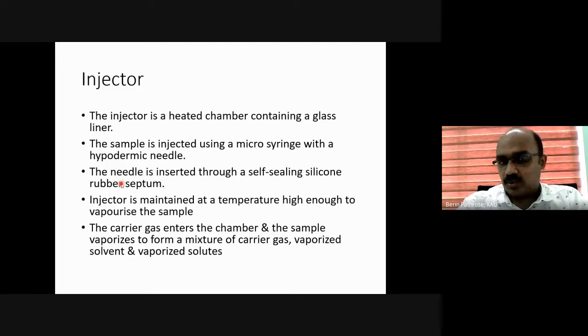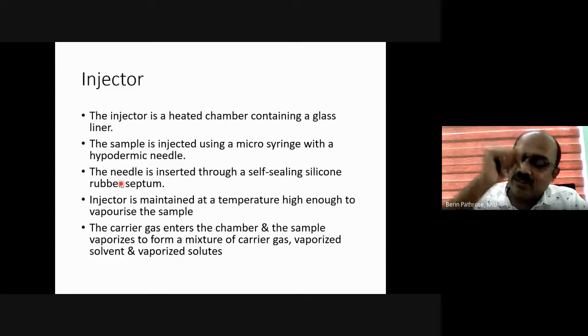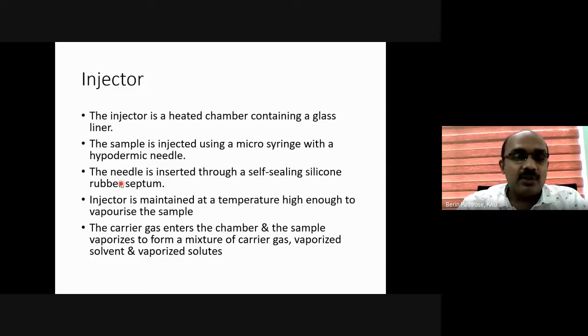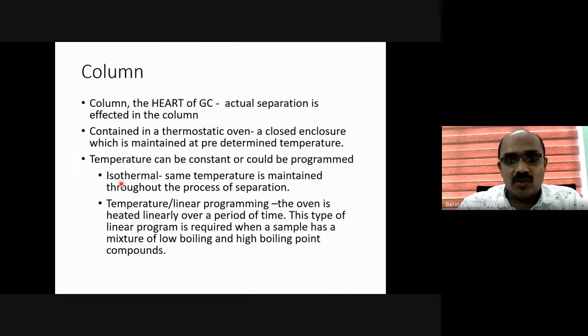Yes, sir. So, the injector is a heated chamber containing a glass liner. Sample is injected into the injector with the help of a microsyringe. It is called a microsyringe because it handles microliter quantities, and it is inserted through a self-sealing silicone rubber septum that I told you about. It is maintained at a temperature which can vaporize the sample, and the carrier gas carries the vaporized sample into the column.